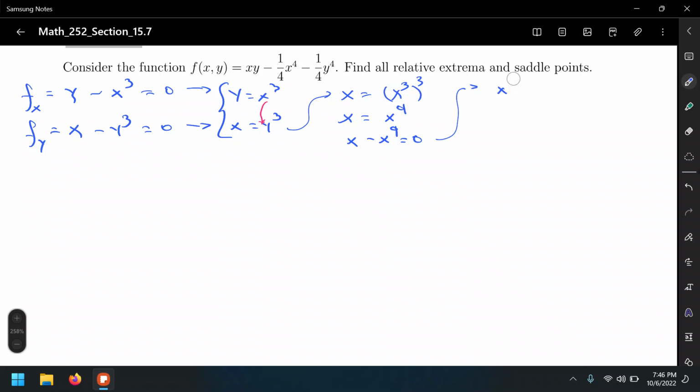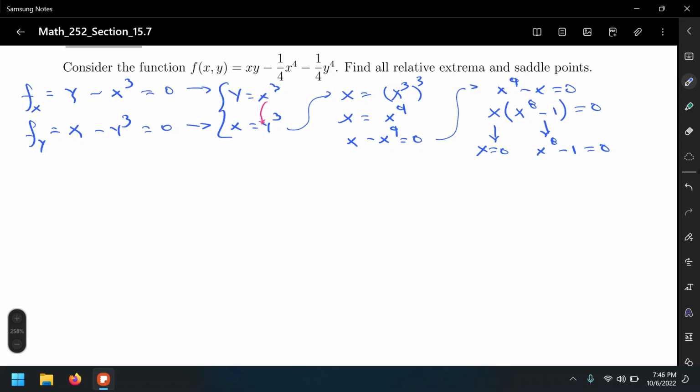And then from here, we can solve this equation by factoring, or we can reverse the order of the signs. So we can also solve the equation and factor out 1x, and that's x to the 8th minus 1 equals 0. On the one hand, this means x equals 0. This means x to the 8th power minus 1 equals 0. Well, the first one, that's already one of the critical values, x equals 0.